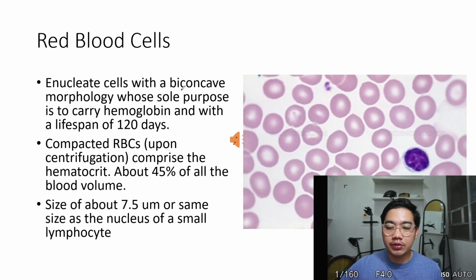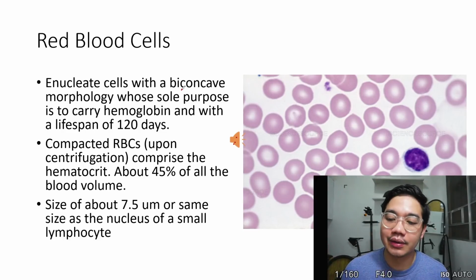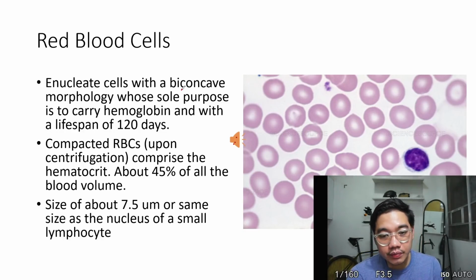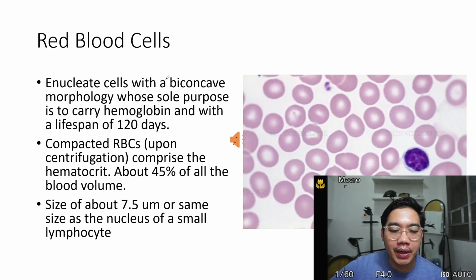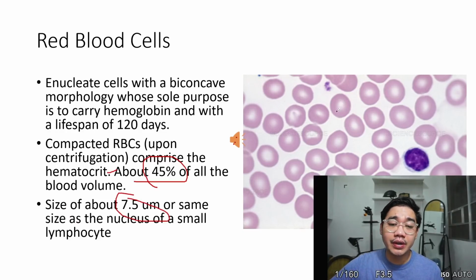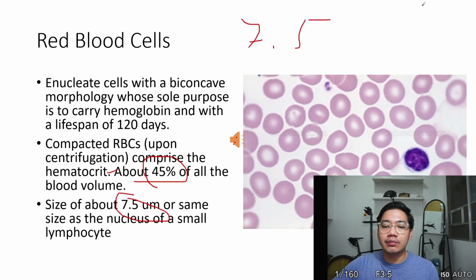So here, RBC is the most abundant cell, no? So they are enucleate, meaning they have no nucleus. And their purpose is to carry hemoglobin. So like I said earlier, compacted RBCs, your hematocrit, is about 45% of all blood volume. About 7.5. This depends on the source, no? My book right now says 7.5, but there are some that use 4 to 6, no?